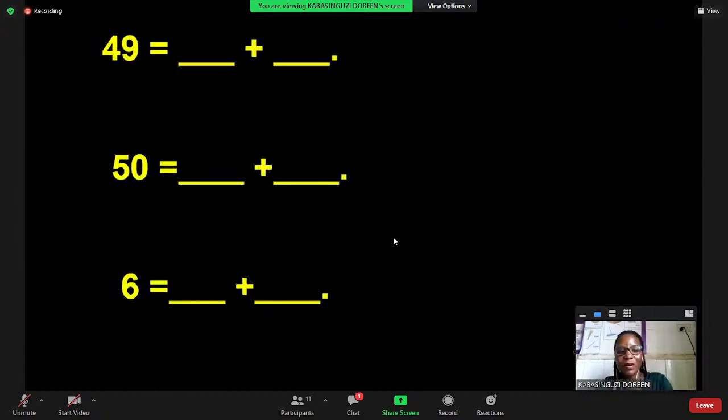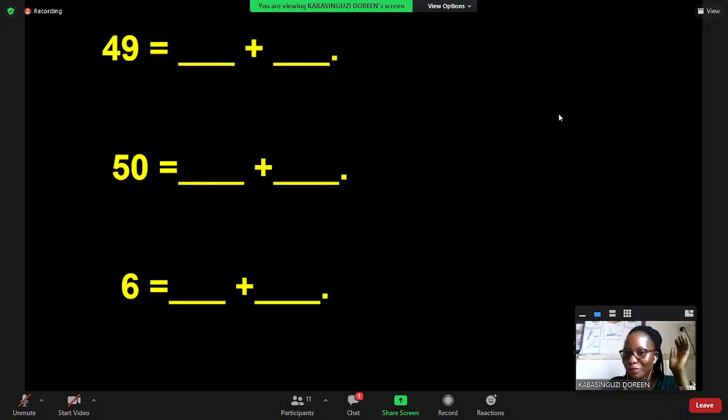Now, I have numbers here. I have 49. According to what I have explained, who can be of help and show us and tell us how we are supposed to expand 49? Dash plus dash. Which numbers add up to 49? How can we expand 49?